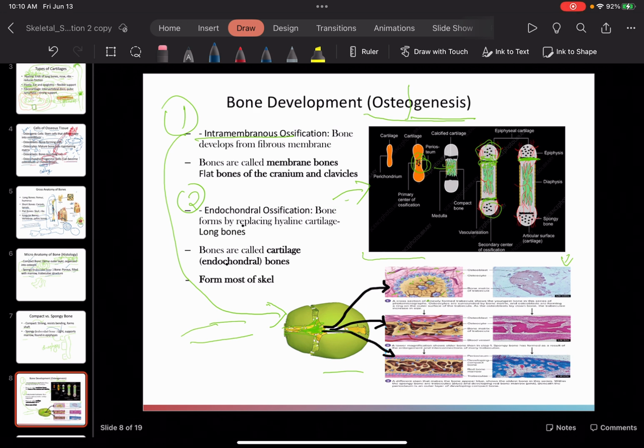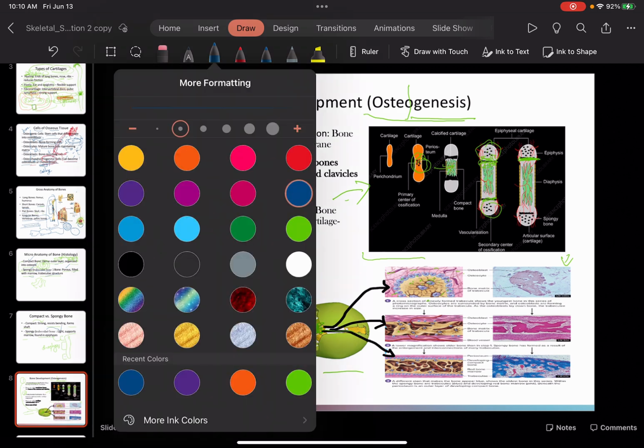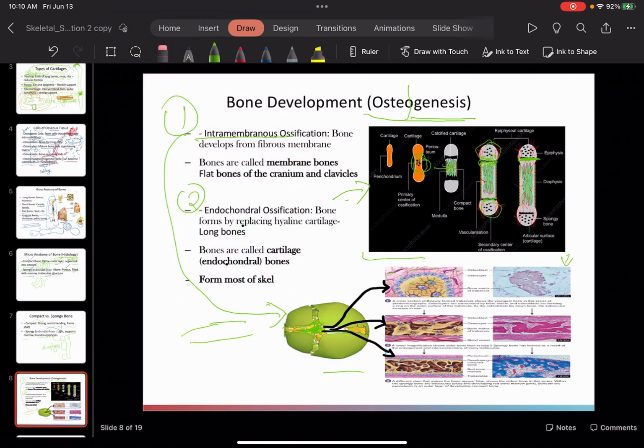Then bone development and osteogenesis. First, we're going to go over intramembranous ossification. There are two different ways the bones can develop. The name we call osteogenesis. Genesis means what? Formation. Osteo means bone. Bone formation, bone development, we call osteogenesis. There are two different ways this bone can form: intramembranous or endochondral ossification. So we're going to see the first one, intramembranous ossification.